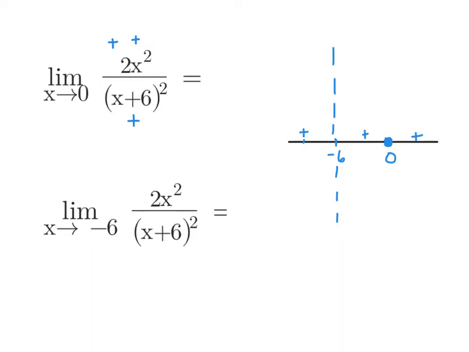Another thing to note is that when we're looking at a horizontal asymptote, since the degree of the numerator and the degree of the denominator are the same, all we have to do is take the leading terms and simplify them. So we'll have 2x squared in the numerator and a single x squared in the denominator. That's going to give us a horizontal asymptote at y equals 2x squared over x squared, which is just 2. So we have this horizontal asymptote at 2.